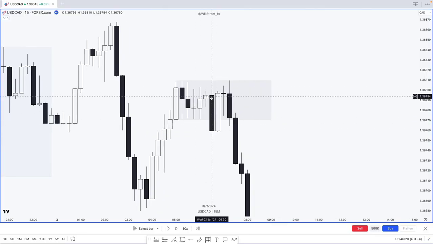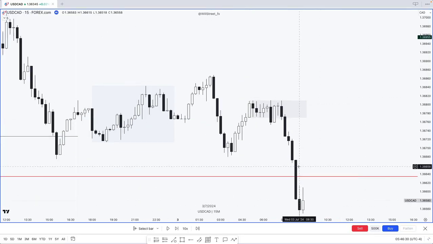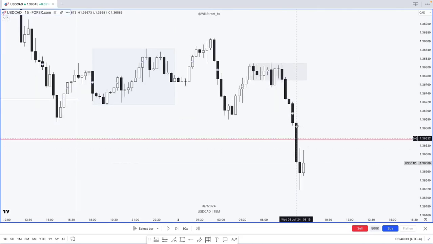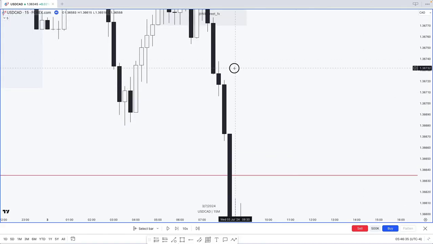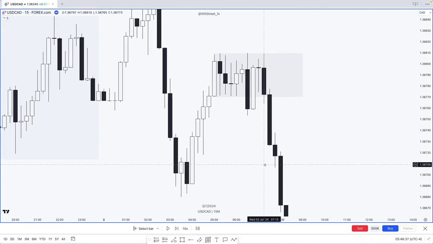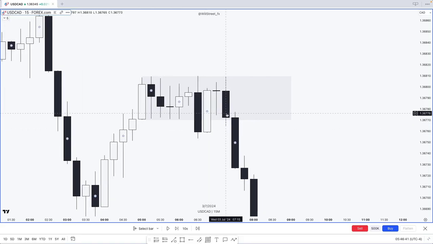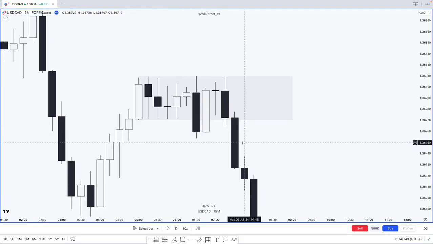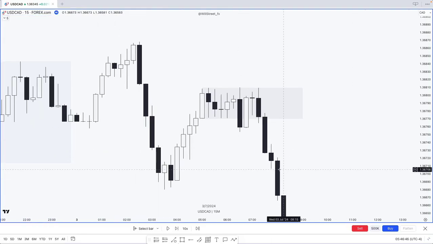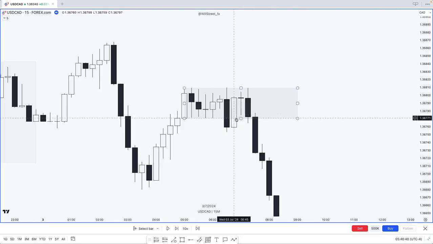So we had news at 8:15, look at this. We want to go short as close as possible to the 8 a.m. candle. So we are not going short here, but look what happens at this 8 a.m.